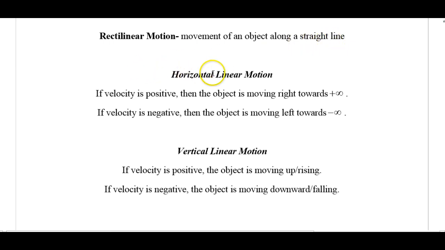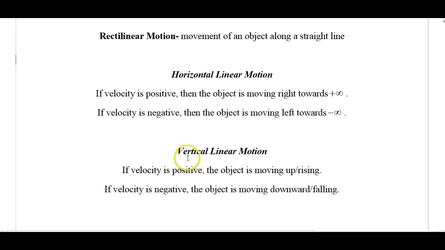So if we have horizontal linear motion, if velocity is positive, then the object is moving right towards positive infinity. So think about an object moving along the x-axis. If we find out that velocity is positive, then the object will be moving right towards positive infinity. But if we find out velocity is negative, then the object is moving left, so on the x-axis towards negative infinity.